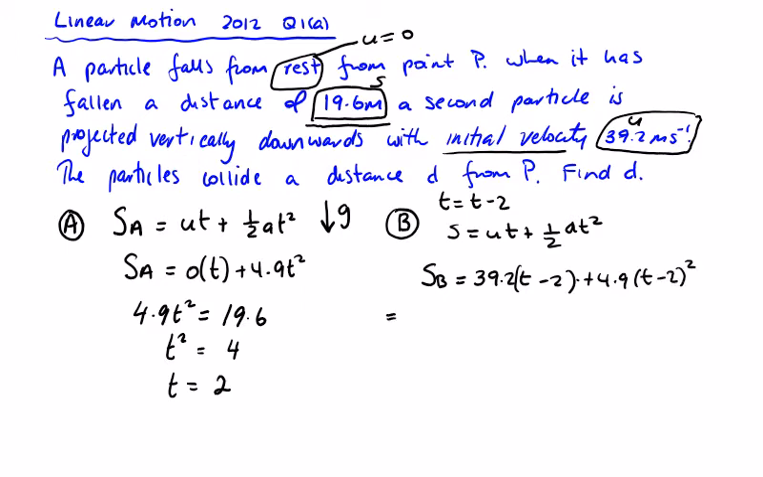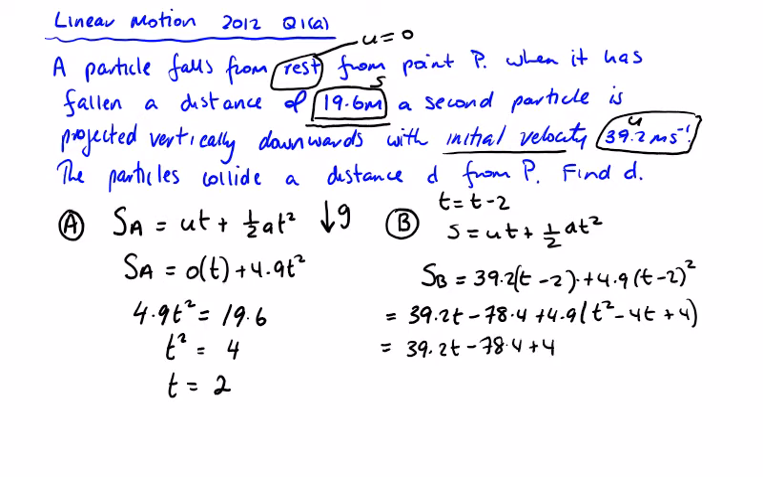So this is going to give me 39.2 t minus 78.4. Then we're going to have plus 4.9 by t squared minus 4t plus 4. So I'm going to get 39.2t minus 78.4 plus 4.9 t squared. 4 by 4.9 is 19.6. And again, plus 19.6. So B has caught up with A, so they're going to have traveled the same distance.